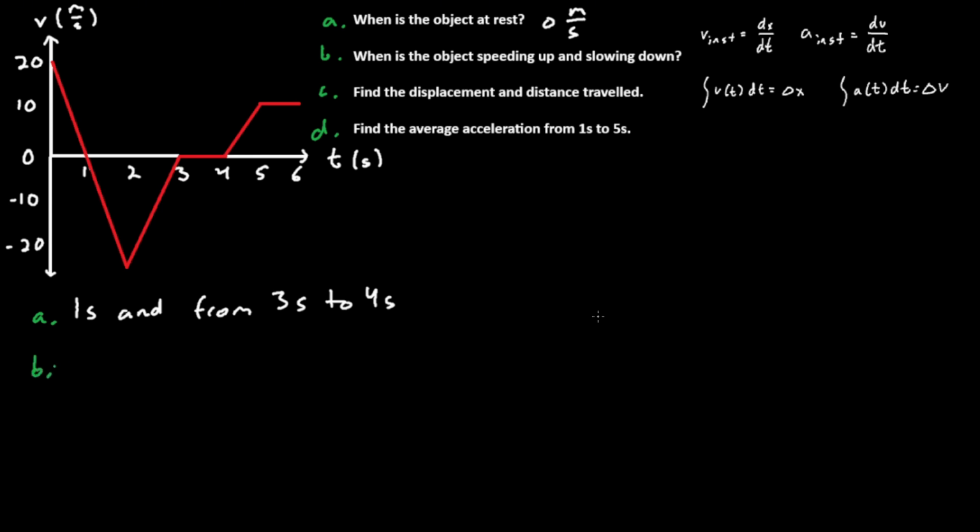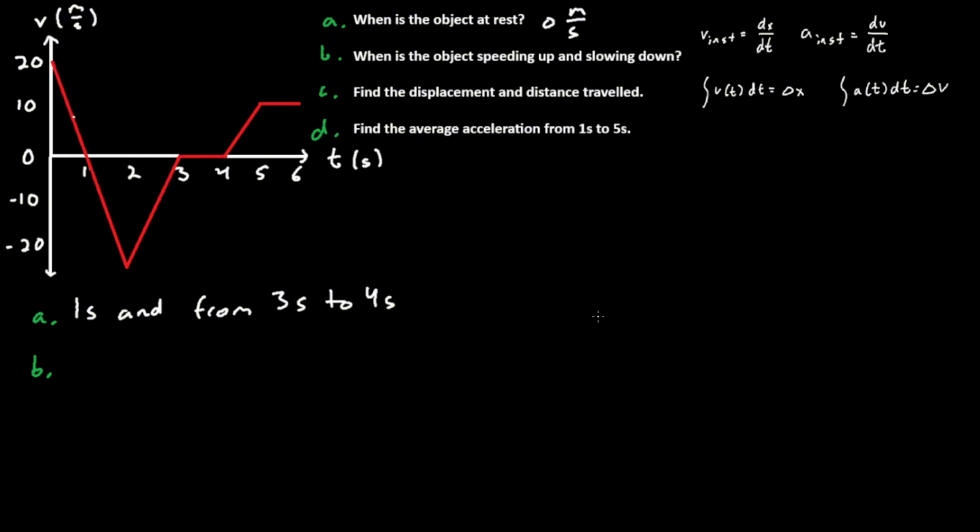So the object is speeding up when both the velocity and the acceleration have the same sign. So they're both positive or negative. And keep in mind, this is just the velocity graph, but we can get the acceleration based off of the derivative of this. So remember what I said about dv over dt? If you were to find the derivative of some graph of velocity over time, then you would get the instantaneous acceleration. So let's solve for that. When is the object speeding up and slowing down?